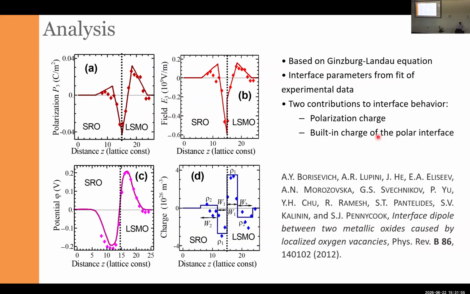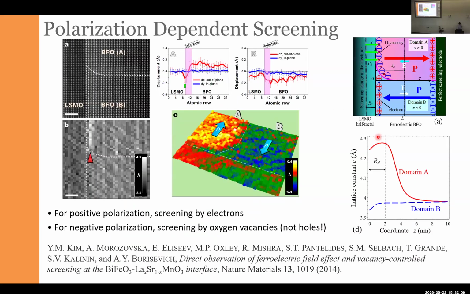So it turns out that in many cases, it's very not straightforward to find out what it is. But if you put all the elements together, you can reconstruct the charge of the interface and the strength of the coupling between these materials.